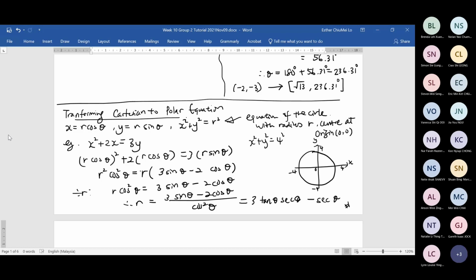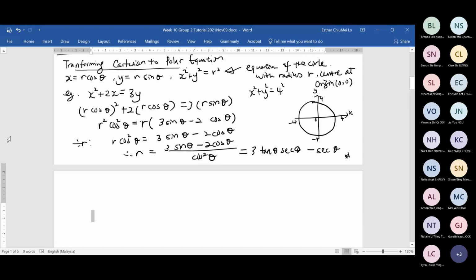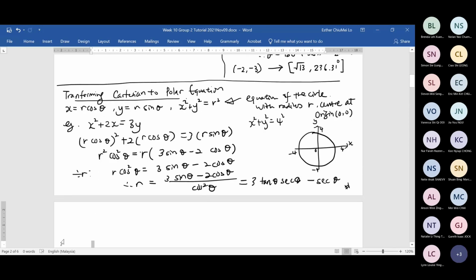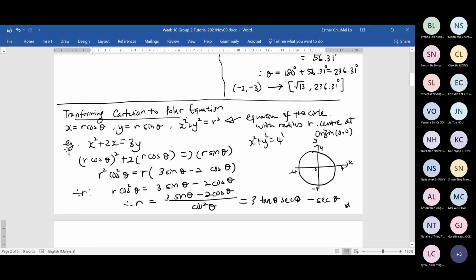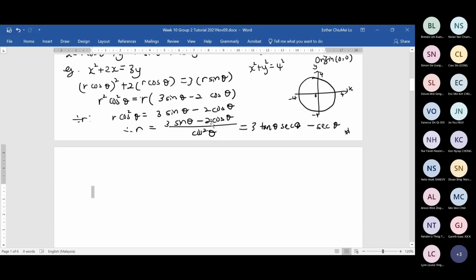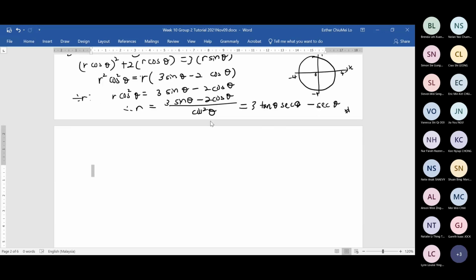Now if we are transforming from the polar equation to Cartesian, this is the other way around. In the previous example, you were transforming from Cartesian to polar. Now look at the example of polar equation to Cartesian equation.